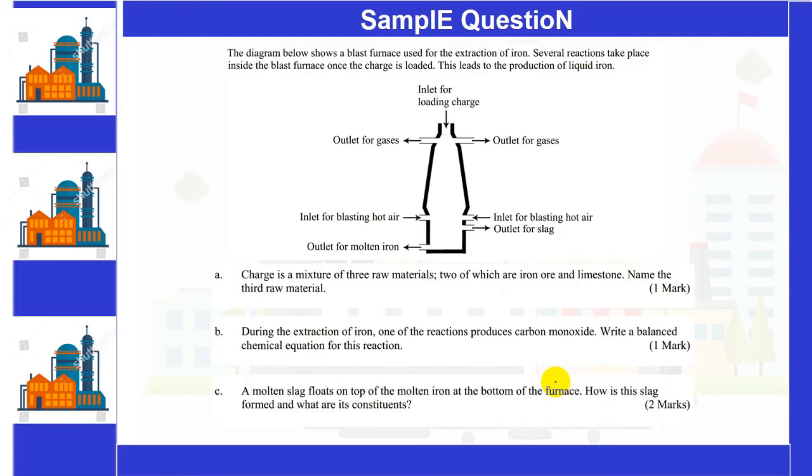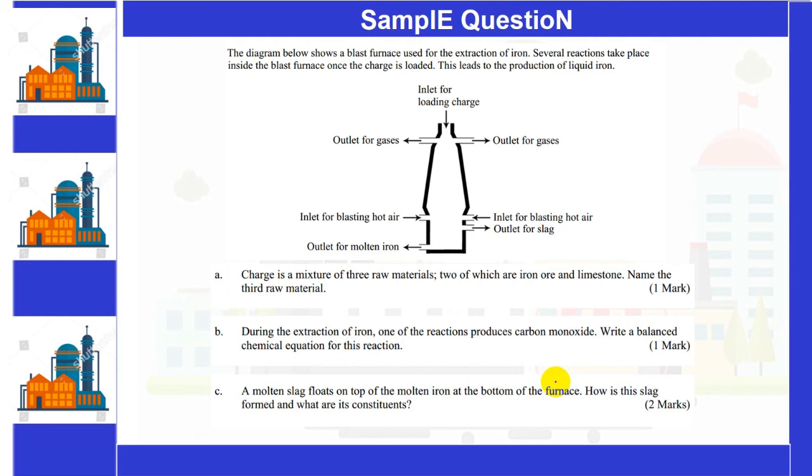So the next sample question is: the diagram below shows a blast furnace used for the extraction of iron. Several reactions take place inside the blast furnace. Once the charge is loaded, this leads to the production of liquid iron. And what is charge? We have discussed the charge, that is iron ore, the coke and limestone, collectively called charge. Liquid iron is formed in stage 3, if you remember.